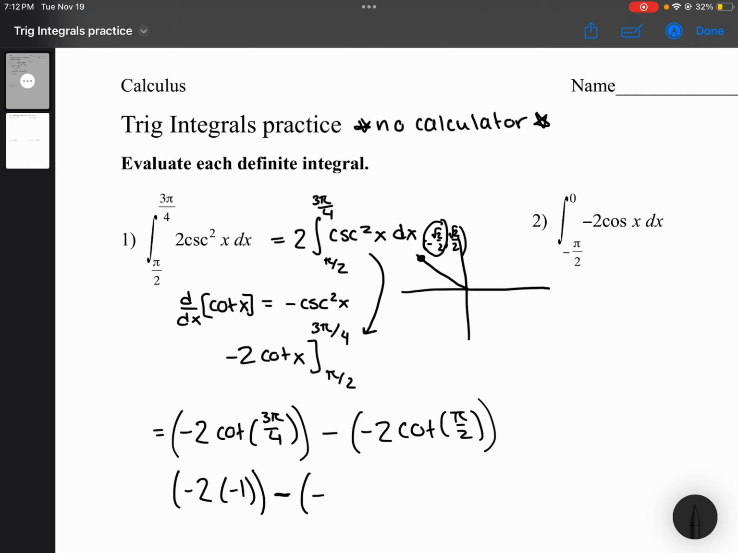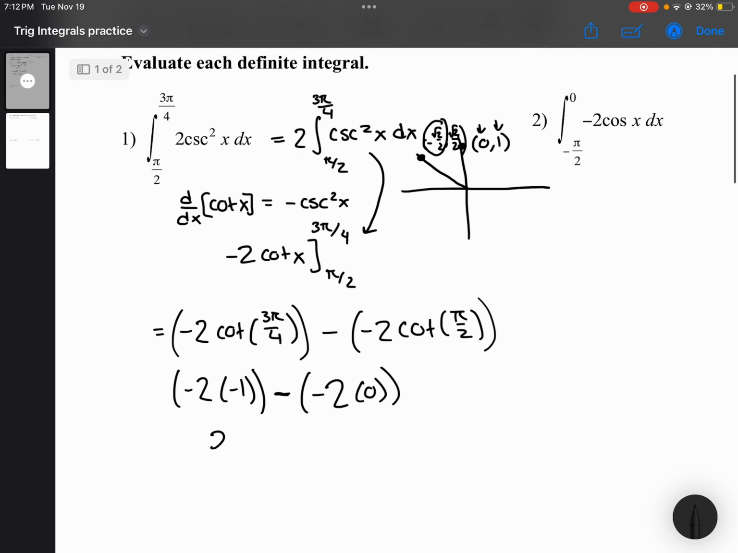minus negative 2 times, okay, cotangent at pi over 2. That would be this point right here. And that point right there is the point 0, comma 1. So cotangent of pi over 2 would be cosine over sine, 0 over 1, so this is just 0. This whole term simply drops out, so we are left with 2 minus 0, or just 2. So that would be your final answer for this problem.